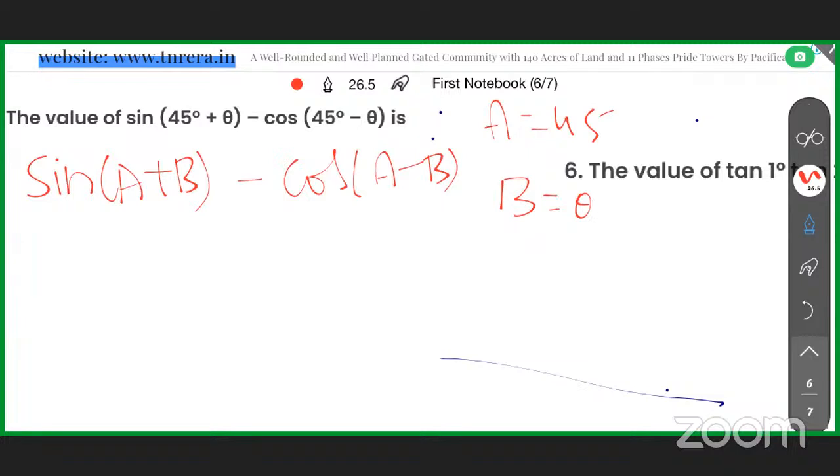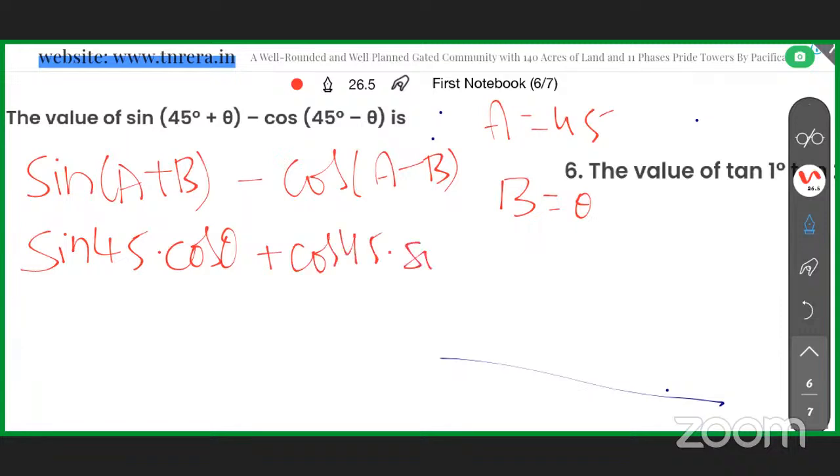Don't worry, we'll try it out. So we are using the formula. What is the formula for sin of a plus b? Sin a, that is sin 45 into cos theta, plus cos 45 into sin theta. This is for the first part.